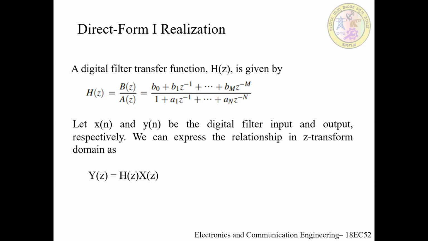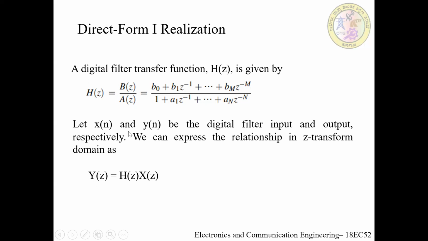So we can see that the computation of the nth sample of the output y of n requires the knowledge of several previous sample values of outputs. So this means the realization of a causal IIR filter requires some form of feedback. There are various types of hardware structures or realizations for these IIR filters. Here we will be taking direct form 1 realization.